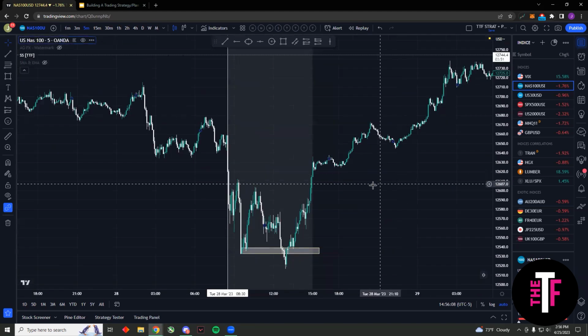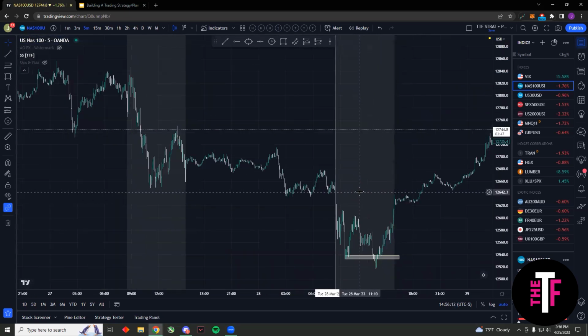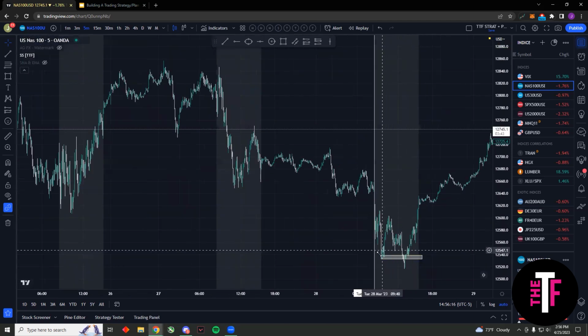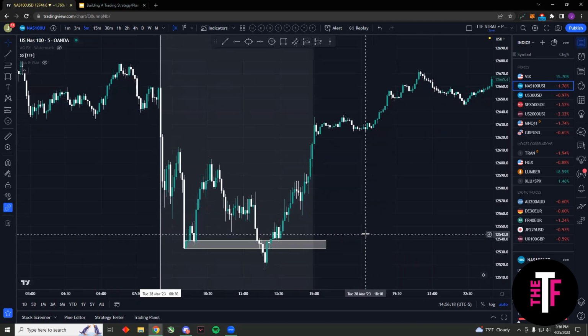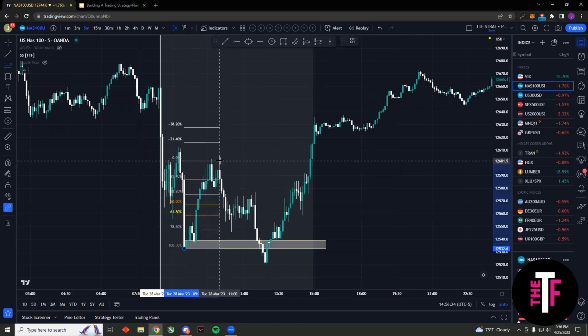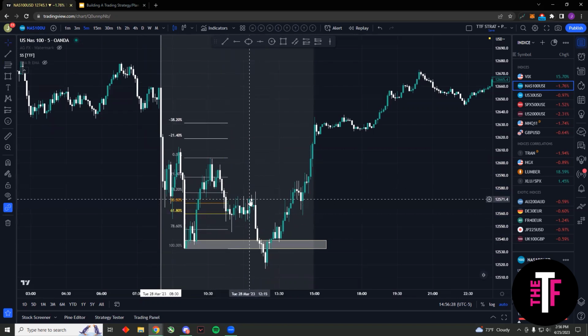The last one I want to go over is being careful around these areas. What I mean by this is, clearly you haven't really been at this area down here in a while, and so what could happen here is fake outs. You have your initial move down here, so we draw our little fib just to see where we want to enter. And as you can see, this candle would be where you could potentially enter.